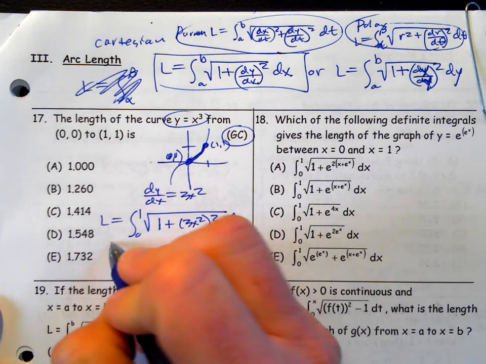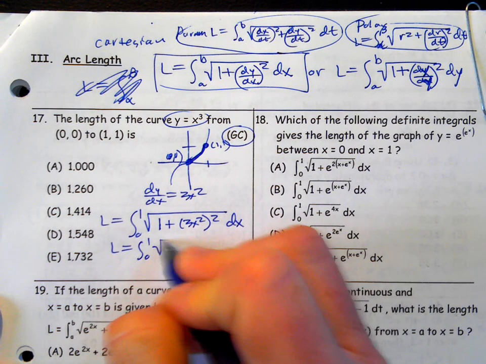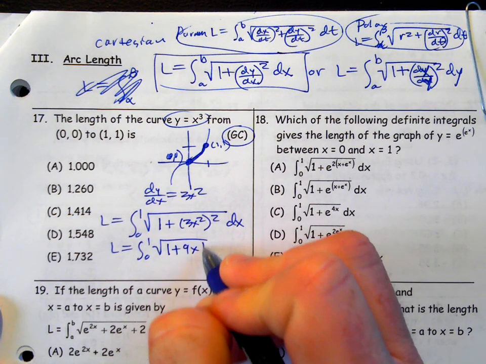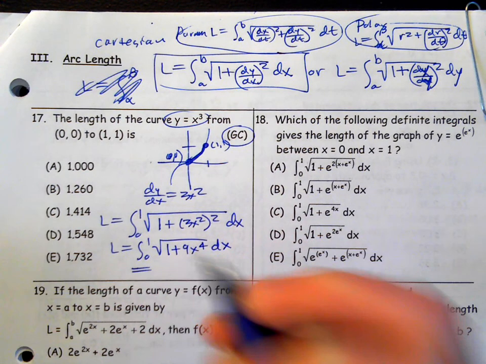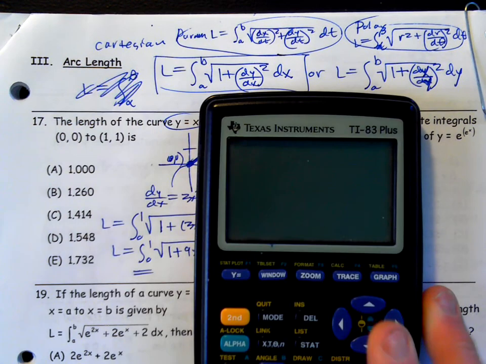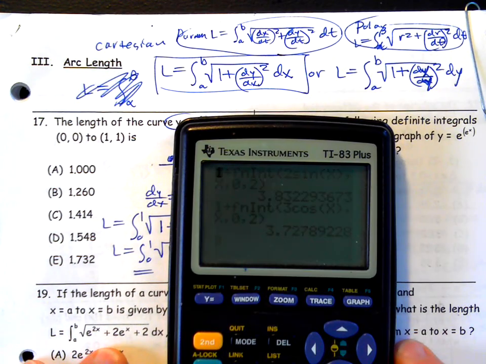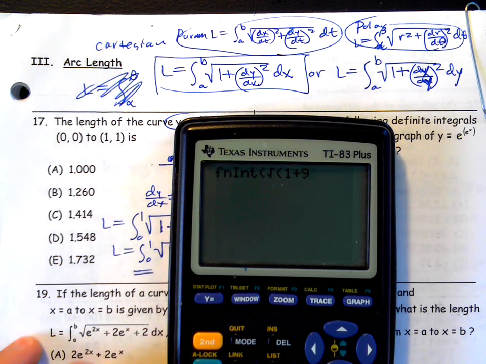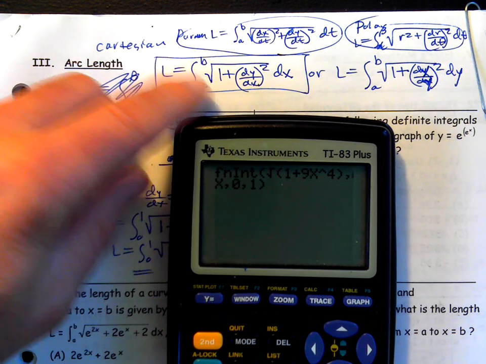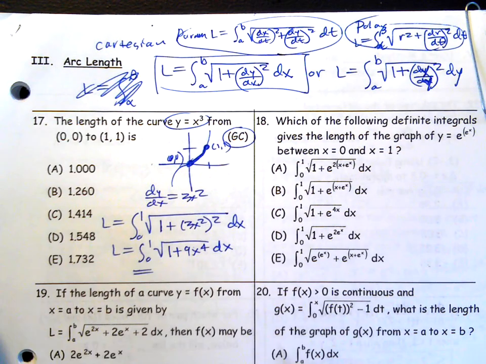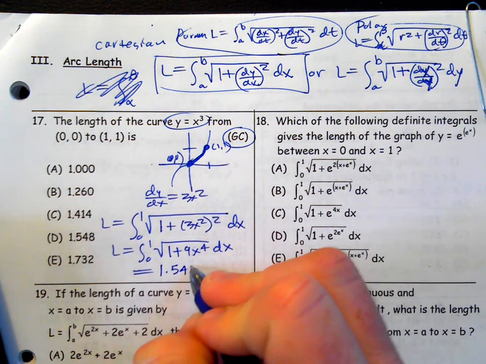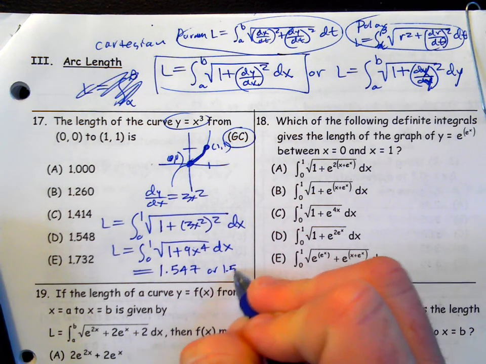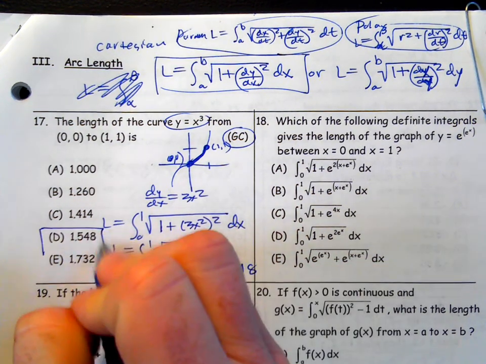So this is going to be the integral from 0 to 1 of the square root of 1 plus 9x to the fourth, which you have no hope of solving by hand, but on a graphing calculator, we could do math 9, square root, 1 plus 9x to the fourth, close the square root, comma x, comma 0, comma 1, and we get 1.547 or 1.548. They're not going to give you the rounded and truncated answers.